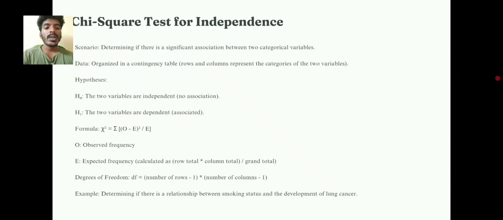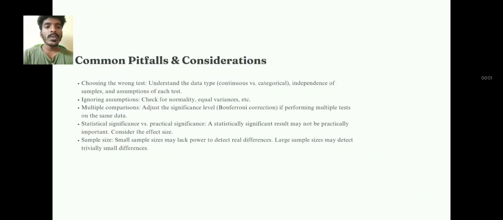Degrees of freedom: df. Common pitfalls and considerations: choosing the wrong test. Understand the data type, continuous versus categorical, independence of samples and assumptions of each test. Ignoring assumptions: check for normality, equal variances, etc. Multiple comparisons: adjust the significance level, Bonferroni correction, if performing multiple tests on the same data.